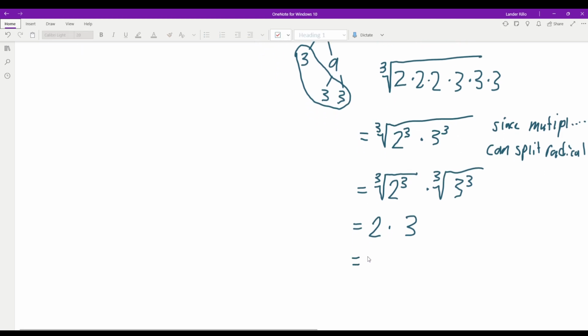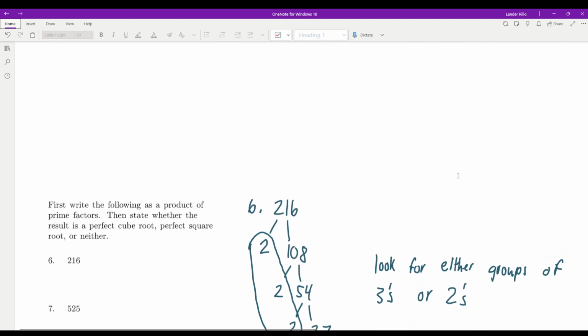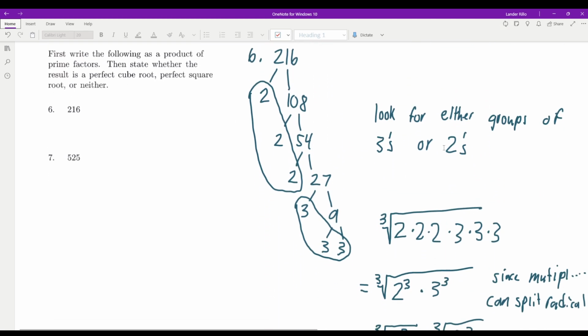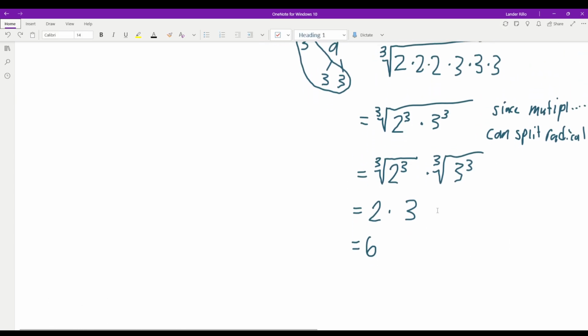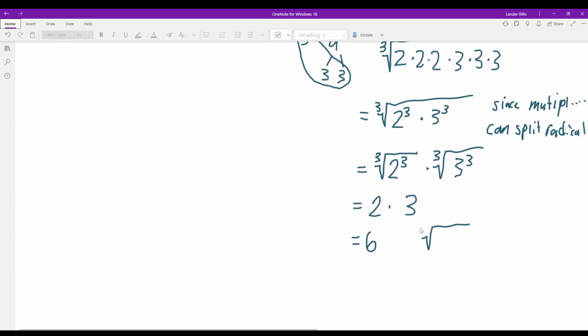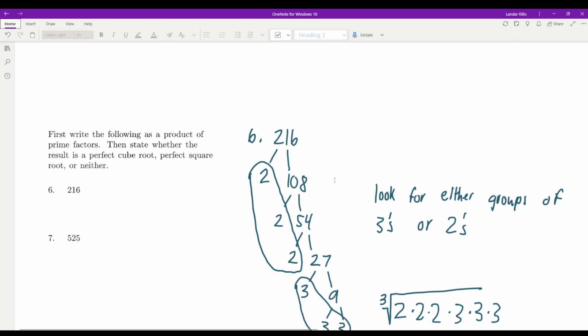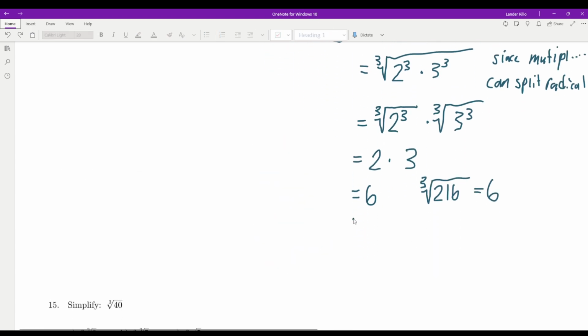which is 6. And since we get a whole number, since it all works out, since we found groups of 3 and you get a whole number at the end, you can double check that the original number we were trying to find, if we cube root it, we get 6, which means it is a perfect cube root. Therefore, perfect cube root.